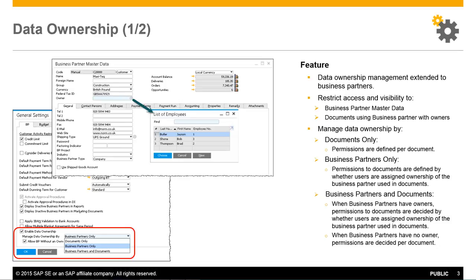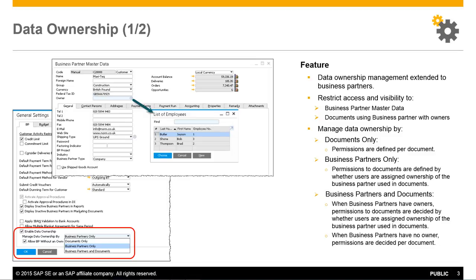You can now manage data ownership by documents only, where permissions are defined per document, or you could manage your data ownership by business partners only, where permissions to documents are defined by whether users have permission to the business partner used in the document. You can also manage your data ownership by business partner and document.